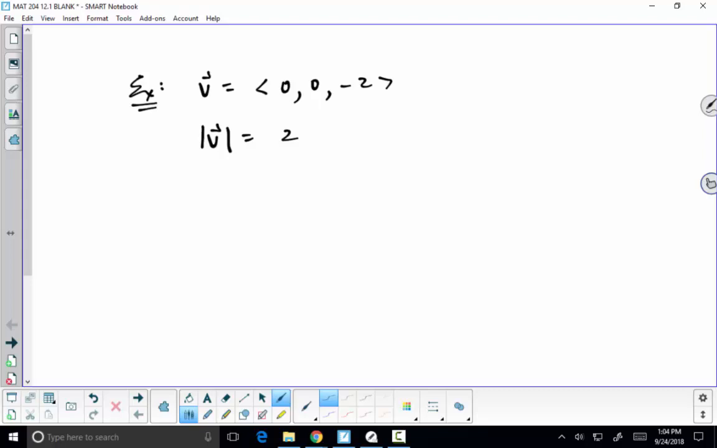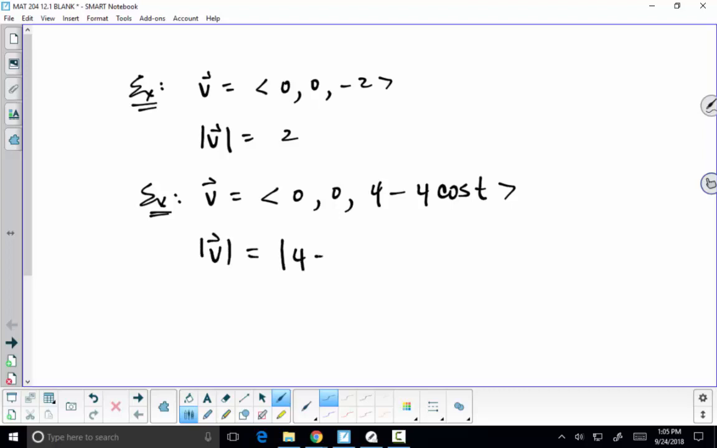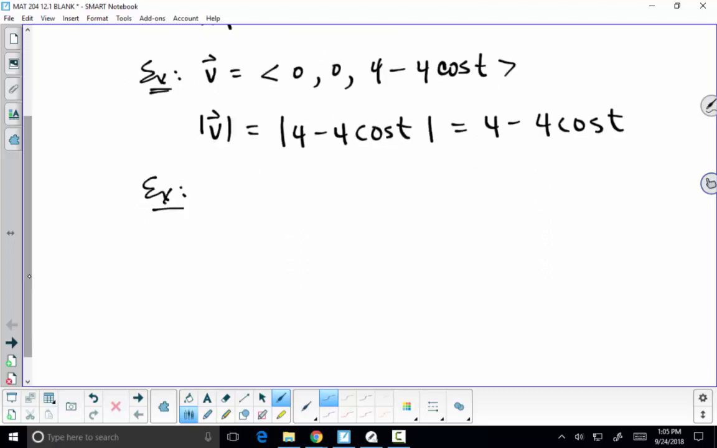So what about if you have something like this? Let's suppose we had 0, 0, and then we had 4 minus 4 cosine theta, or t, or whatever. What's the magnitude of that? 4 minus 4 cosine t. So the magnitude of this is the absolute value of this. But that never becomes negative. This never becomes negative, so it's no problem. But in contrast to this.